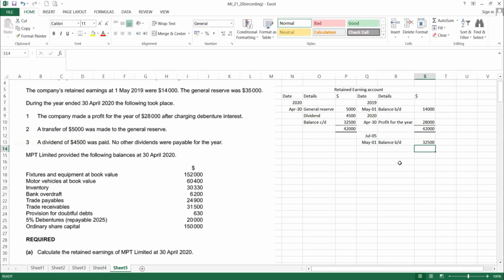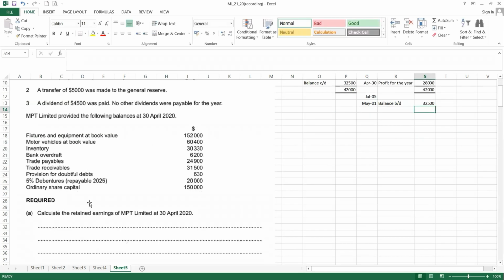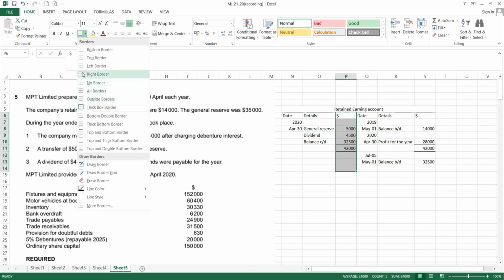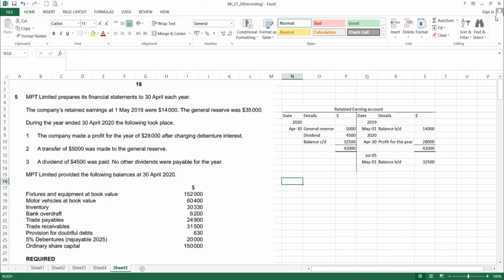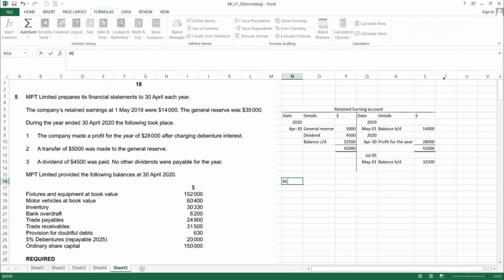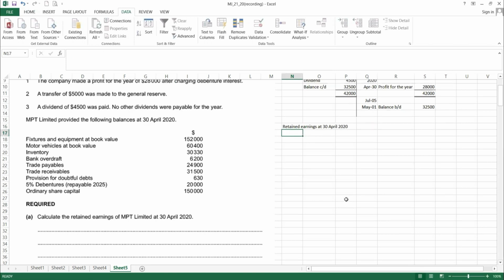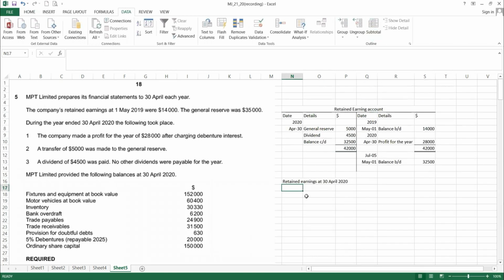Okay, so this is the amount that we have. Okay, for this question, they say calculate. Since this is a T account, if you want to use the calculation method, now I'm showing you the calculation method. So you have to write the information they've given in here. They say retained earnings at 30th April 2020. Okay, start with the balance brought down first.